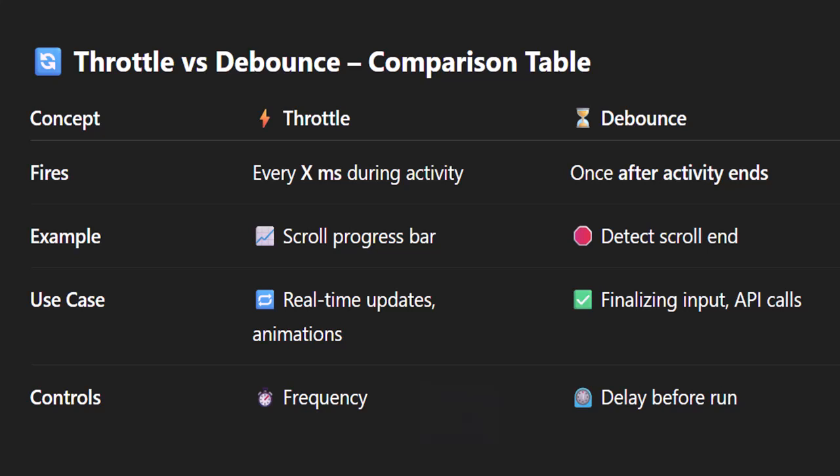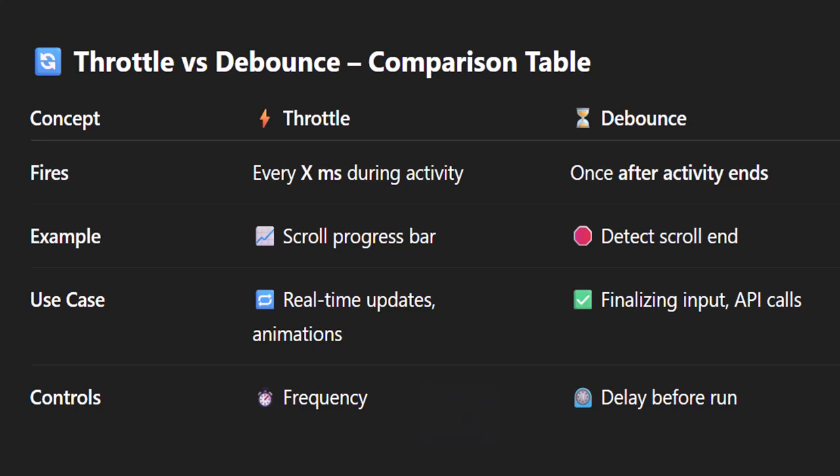Throttle runs a function at regular intervals during activity, like a scroll progress bar that updates smoothly as you move. Debounce waits. It only runs after the activity has stopped, perfect for detecting when scrolling ends. Use throttle for real-time updates or animations when you need steady feedback. Use debounce when you care about the final result, like submitting a form or calling an API once.